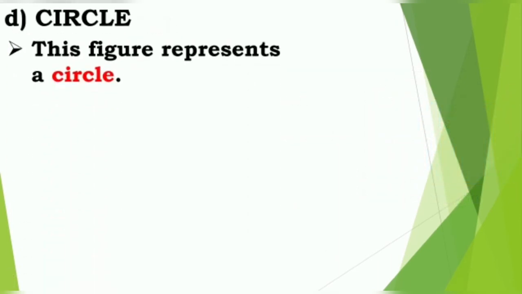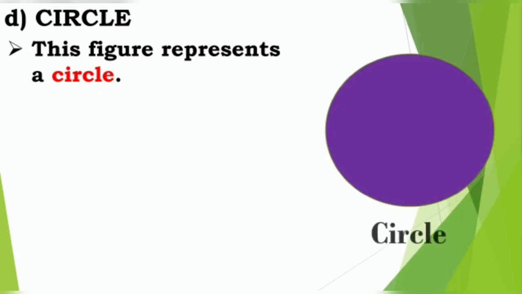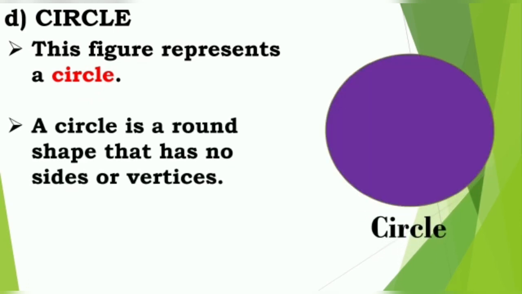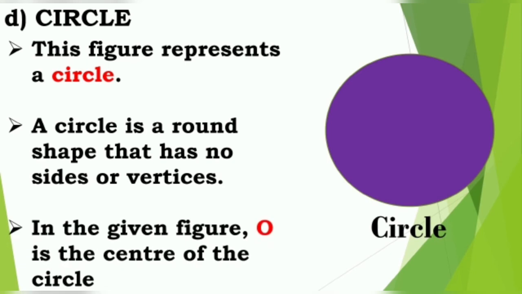Circle. This figure represents a circle. A circle is a round shape that has no sides or vertices. In the given figure, O is the center of the circle.